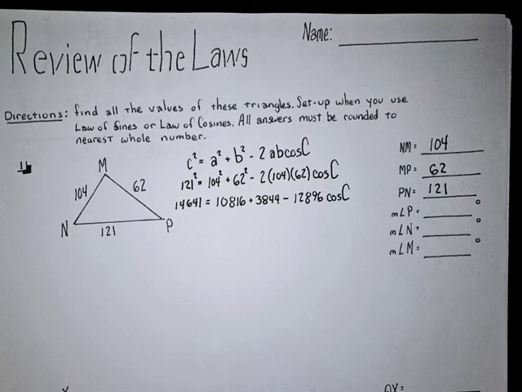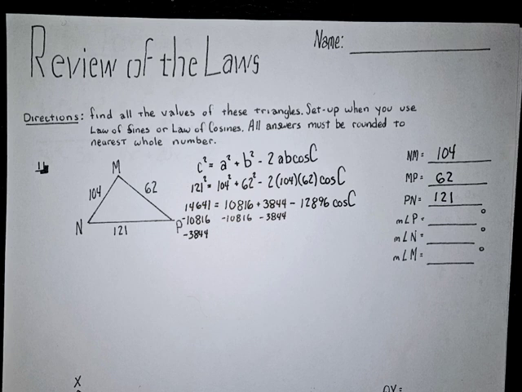Now we try to clean up some numbers. We figure out what 121 squared is. We find out what 104 squared is. We find out what 62 squared is. And we figured out what 2 times 104 times 62 is. And we write it all down in the equation. So then we take all the numbers not attached to cosine of C and move it to the other side.